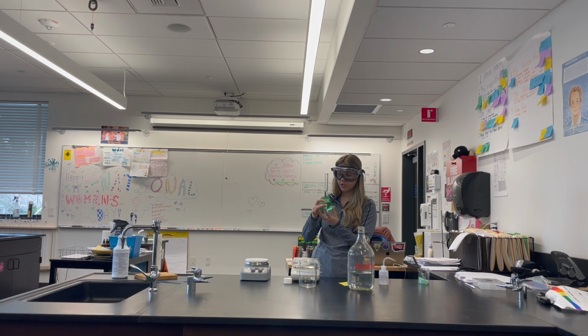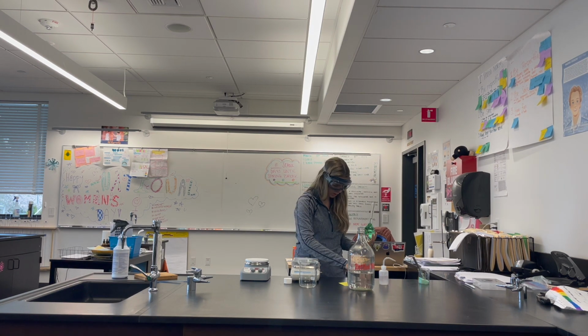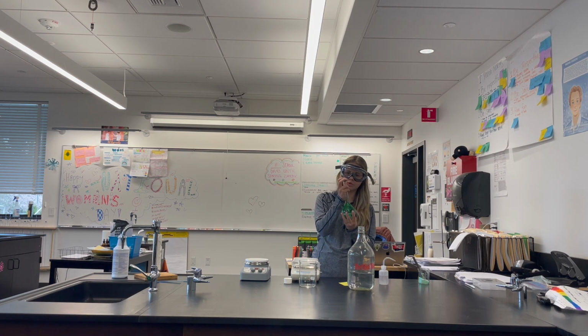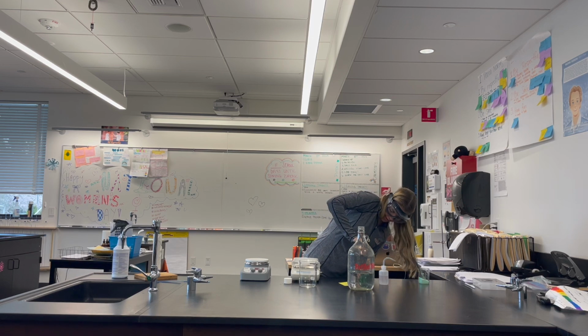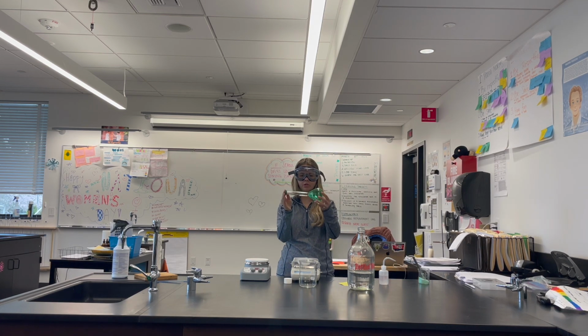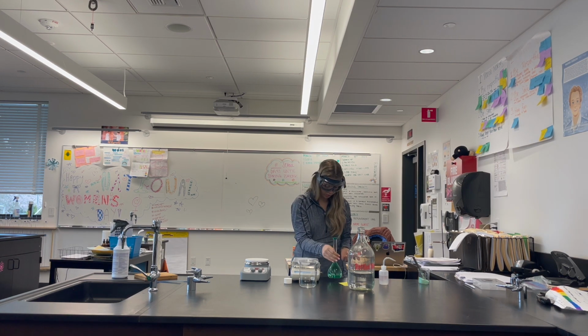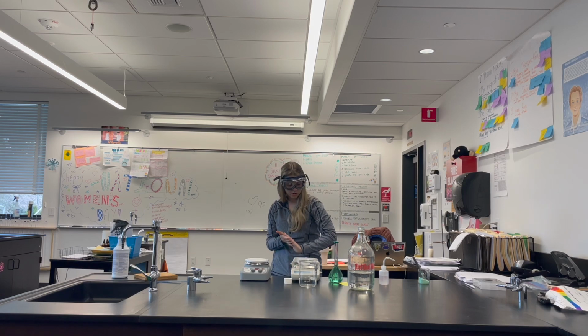Okay, now you can see the top of this looks very not green, right? So we have a little lid that we put on this. We want to make sure that this mixture actually gets mixed. So what we do is we invert our volumetric flask a few times so that we get a nice uniform green solution.